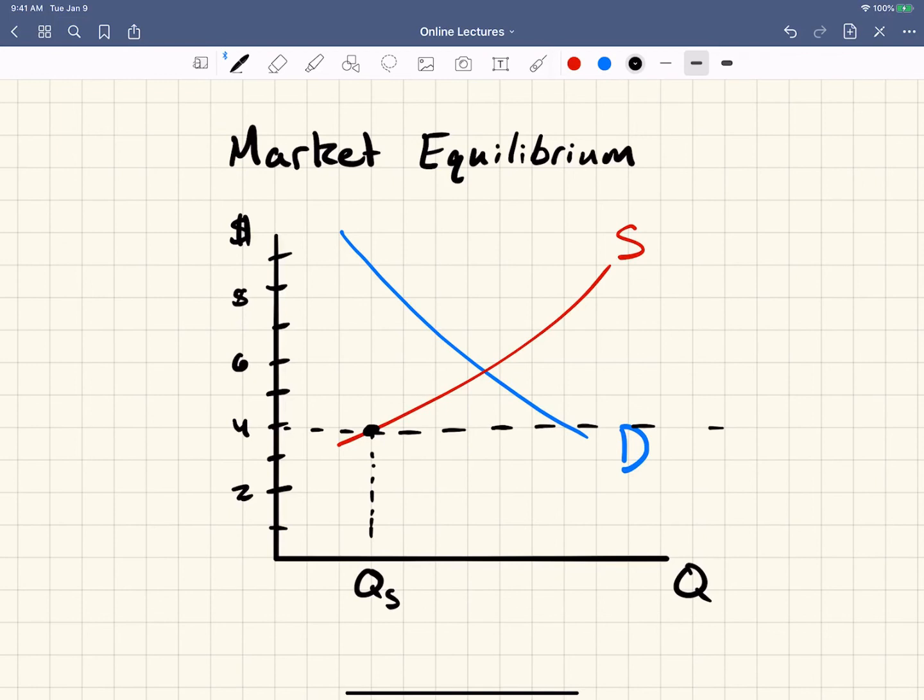And how many people are going to want to buy at this price? A lot, right? $4 is a good deal for this thing, whatever this thing is. So Q sub D. Now we've got a problem because a lot of people want to buy, Q sub D, and not that many people want to sell for $4, Q sub S. So again, per Adam Smith, the invisible hand is going to drive that price up.